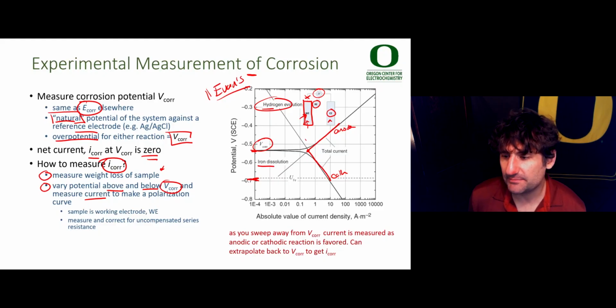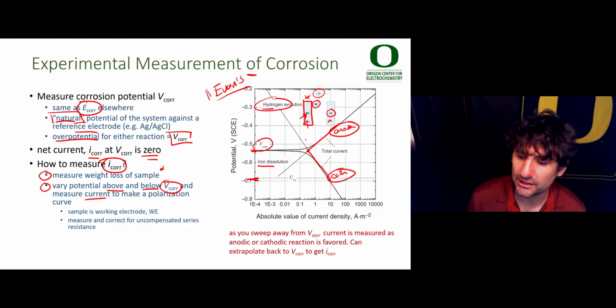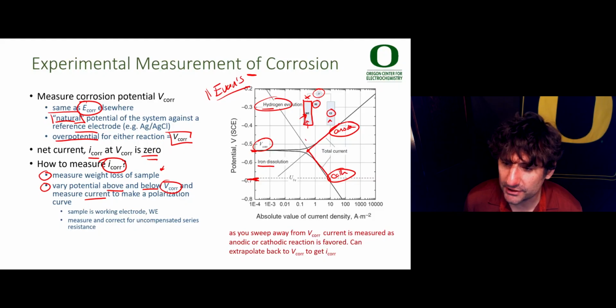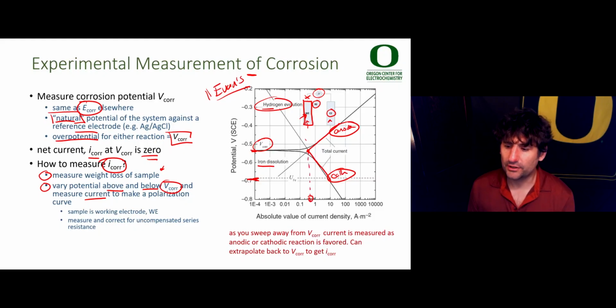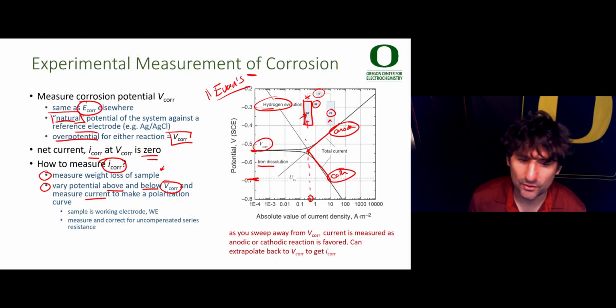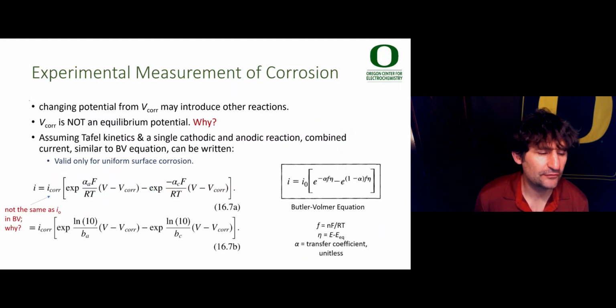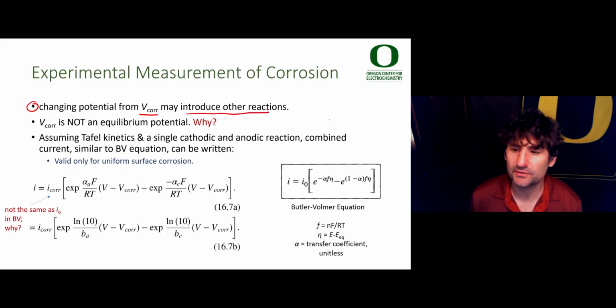We can extrapolate back what the anodic corrosion current would be under those conditions and how it would be balanced exactly by the hydrogen evolution current under those same conditions. So you can read straight off this plot a corrosion current of about 0.5 amps per meter squared. Now, you have to be careful because changing the potential from V corrosion may introduce other reactions. You'll want to understand your chemical system well and make sure you understand those.